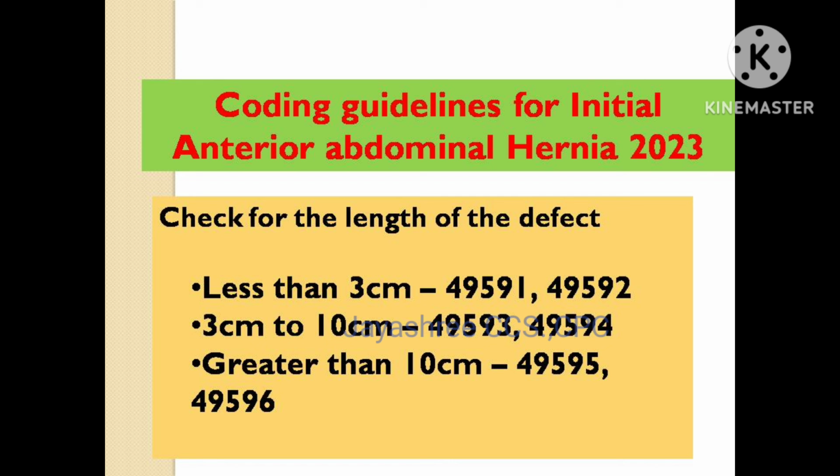So for anterior abdominal hernia, we need to look for the site of the hernia, and there is no need to check the approach. Any approach that we use, we have to use only one code. Then implantation is included. Then we need to check whether it is initial or recurrent, then reducible or incarcerated, then the length of the defect. Okay. So these are the points we need to look at before finalizing the CPT code for anterior abdominal hernia.